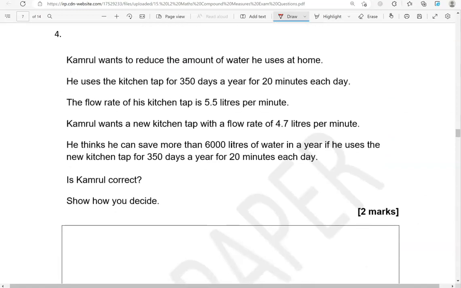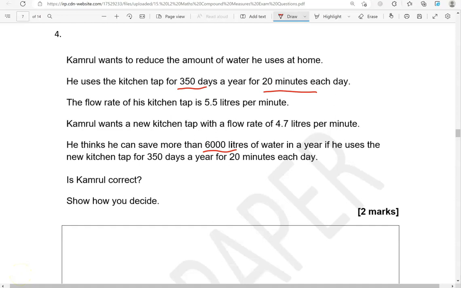Kamal wants to reduce the amount of water he uses at home. He uses the kitchen tap for 350 days a year for 20 minutes each day. The flow rate of his kitchen tap is 5.5 liters per minute. Kamal wants a new kitchen tap with a flow rate of 4.7 liters per minute. He thinks he can save more than 6,000 liters of water in a year if he uses the new kitchen tap for 350 days a year for 20 minutes each day. Is Kamal correct? Show how you decide.